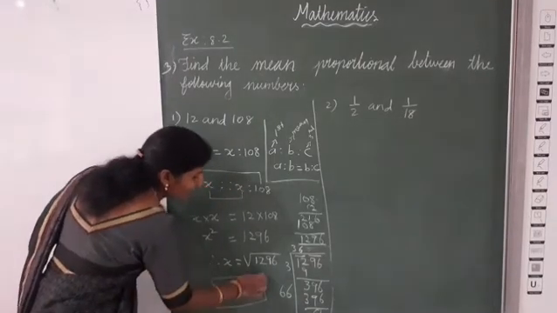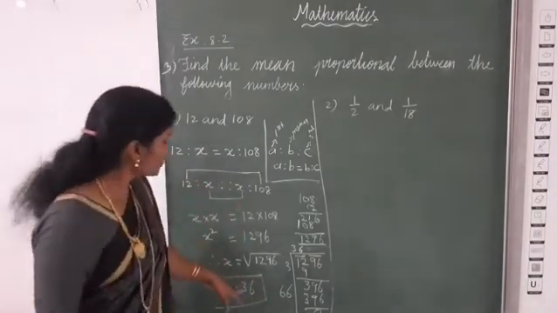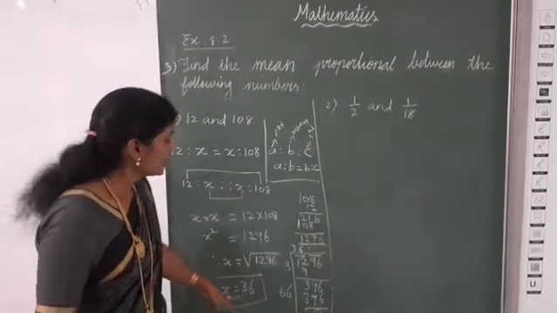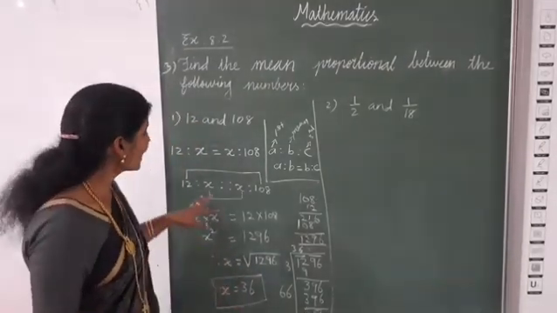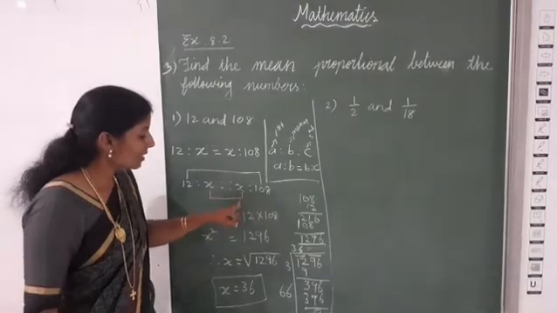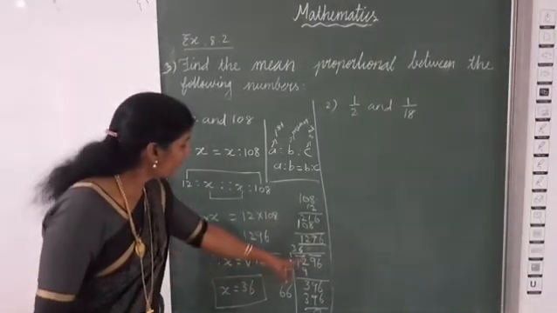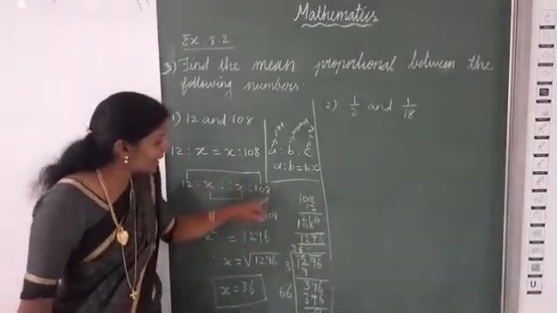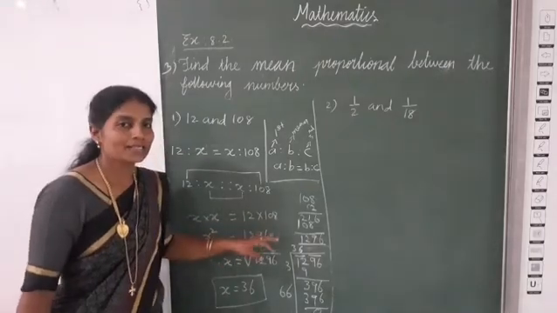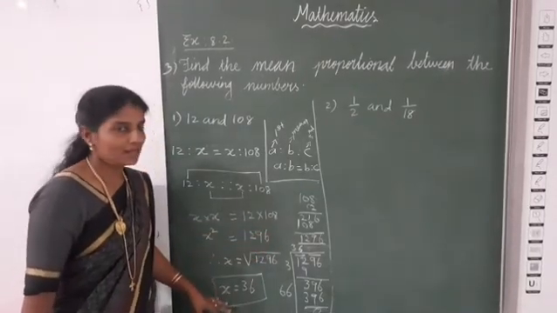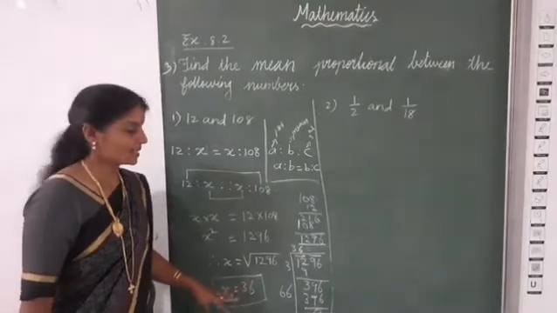X equal to 36. So what is the mean proportional? 36. Now we can check 36 into 36 equal to 1296. 12 into 108 is also 1296. So that answer is correct. What's the mean proportional? 36.